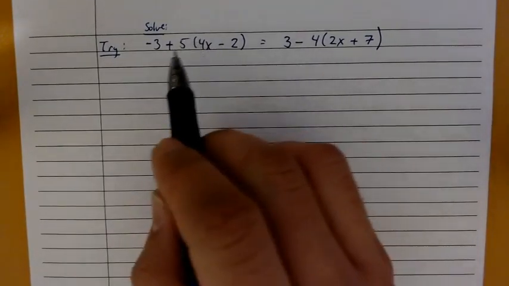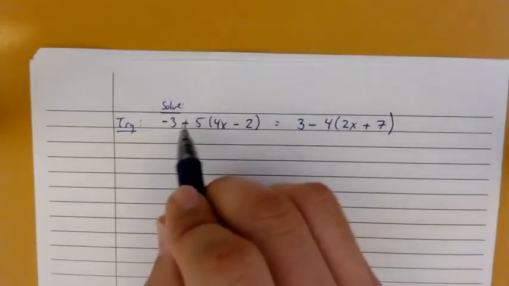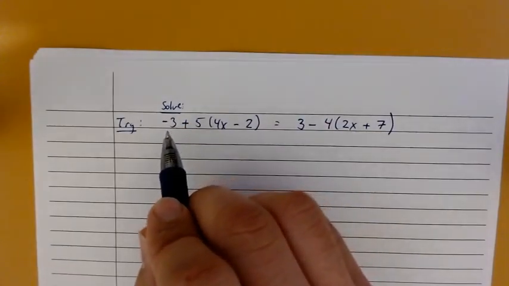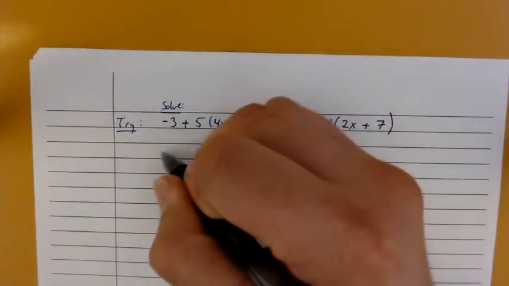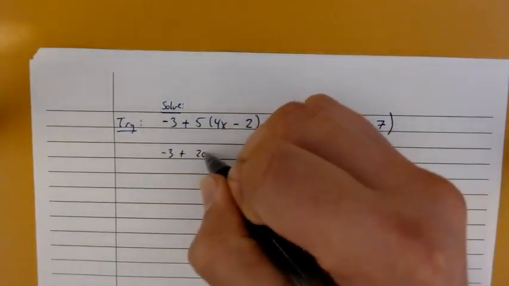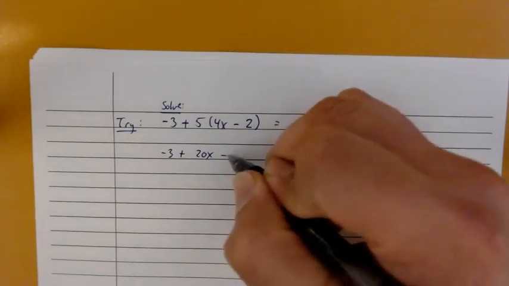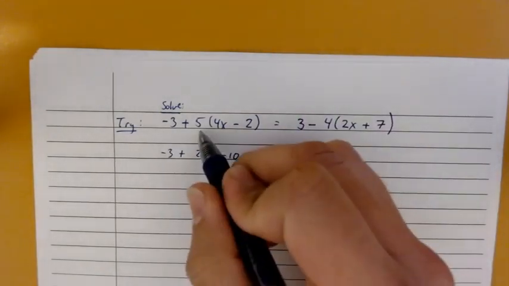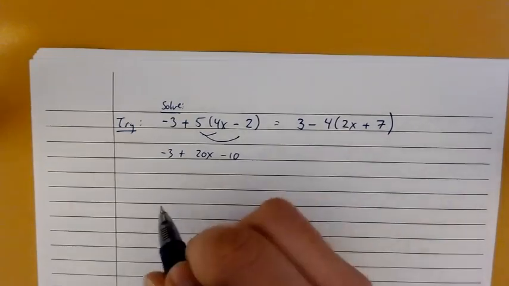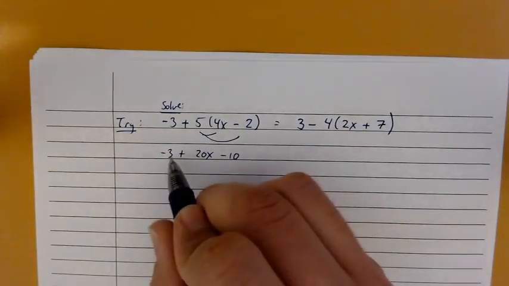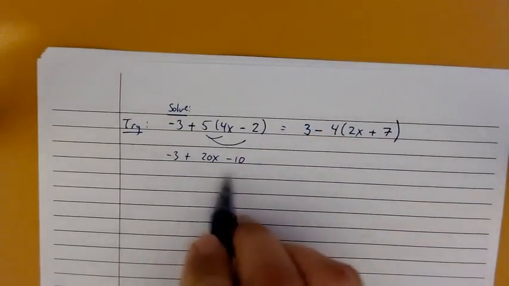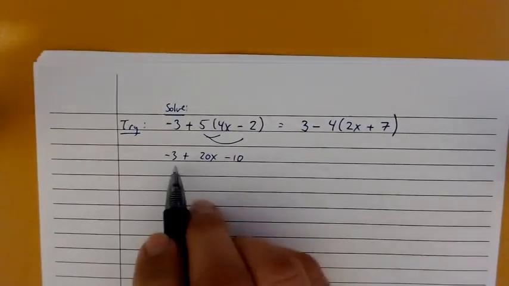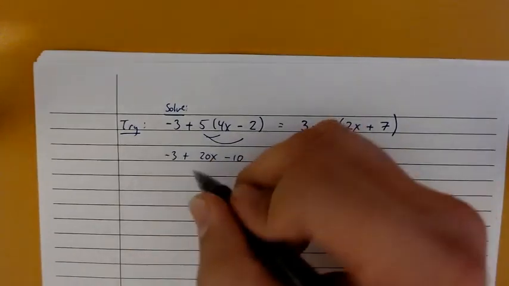All right, so first of all, we're trying to simplify each side. We have like terms to combine and we have distribution to do. So let's do our distribution first. 5 times 4x, that'll give us 20x, and 5 times -2 is -10. We've distributed our 5. And now combining your like terms, you have -3 minus another 10 is -13. You're adding two negatives, so you're going to add the numbers and keep the negative.